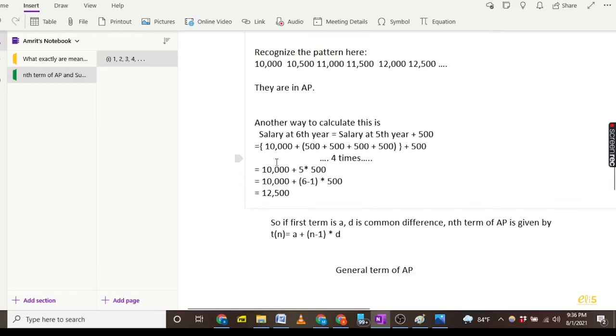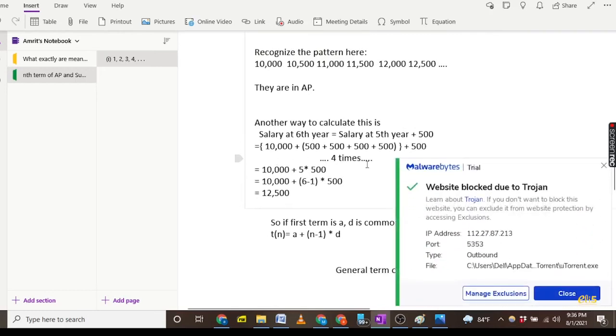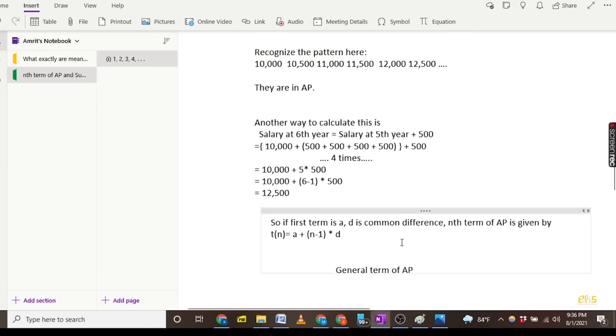Likewise, in this example, we can see that a equals 10,000, which is the salary of the first term, and n is the 6th year, that is the 6th term we have to find out, and d is the common difference between succeeding terms, which is promised $500.